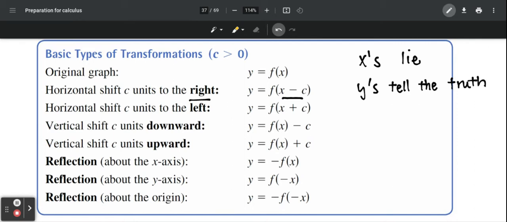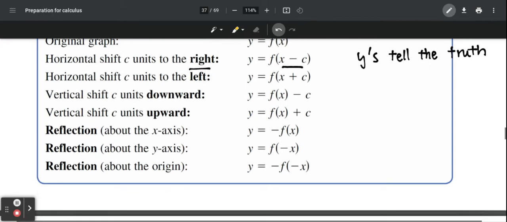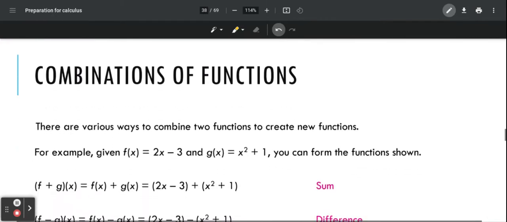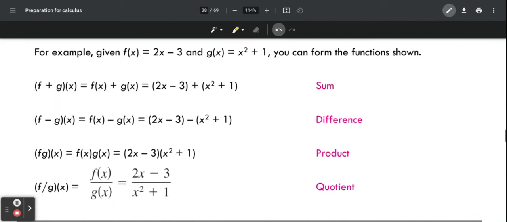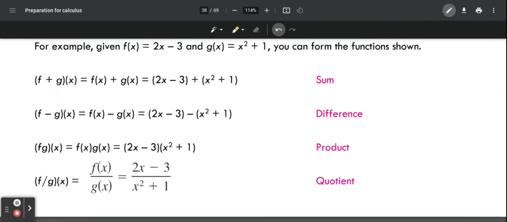So what's actually being applied is not to the vertical values, is what's actually happening. Something else is your combination of functions. So just remembering how to put functions together in that function notation, that can be kind of confusing.